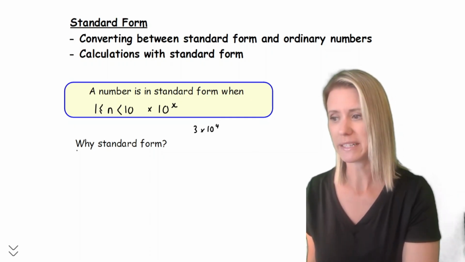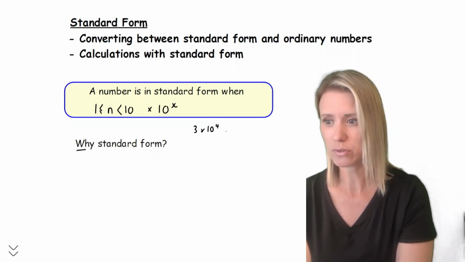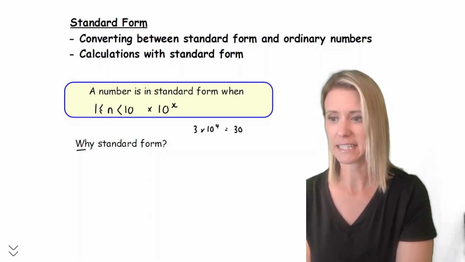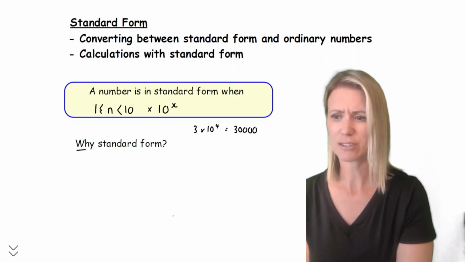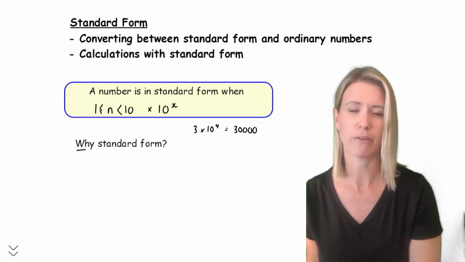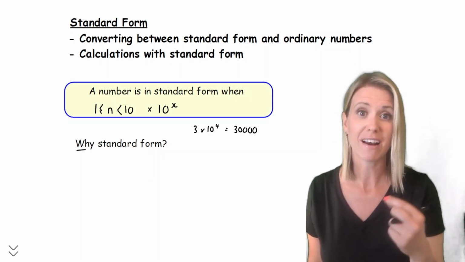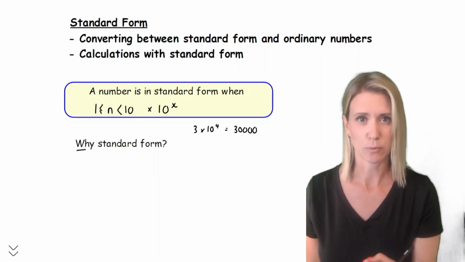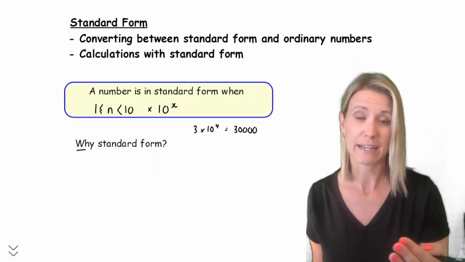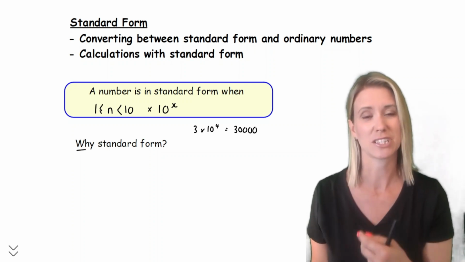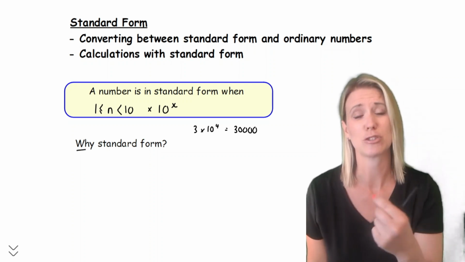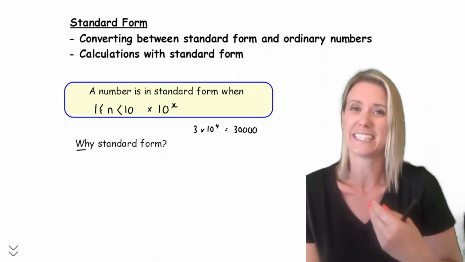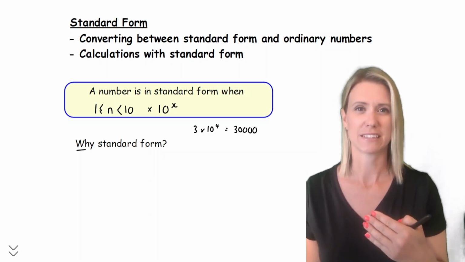Now, why do we need to put numbers in this form? I mean, we could also write that number as 30,000, but why is it easier to write it as 3 times 10 to the power 4? It's all to do with very large numbers and very small numbers. Scientists are often dealing with both. For example, if you're trying to measure the size of a bacterium, it's going to be an extremely small number, but the distance between planets, for example, is a very large number.